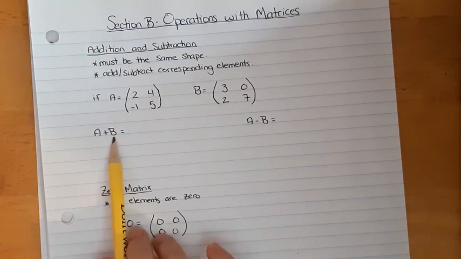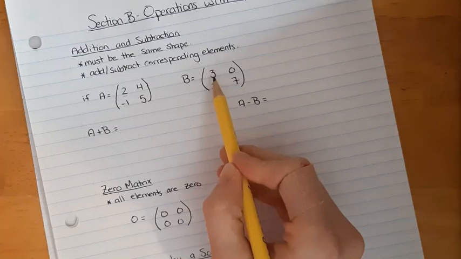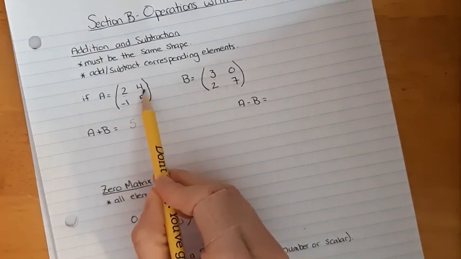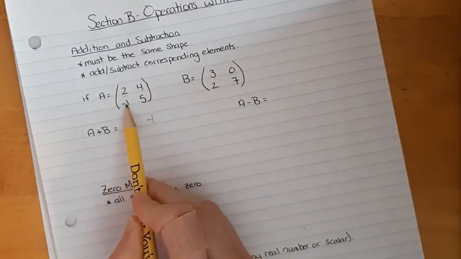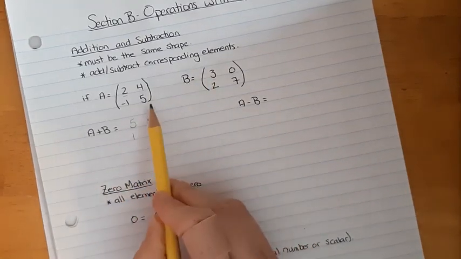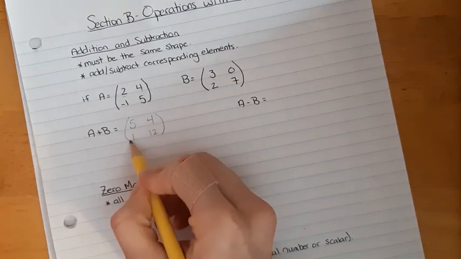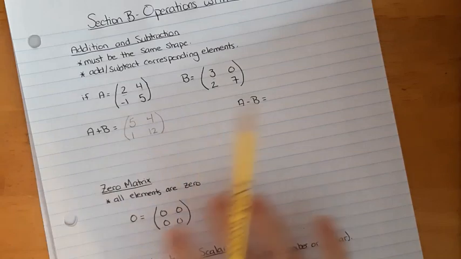If we start with the addition, A plus B, we're going to take the elements that are in the same position and add them together. So that gives me 5, and then I have 4 plus 0, so that gives me 4. Negative 1 plus 2, so we get positive 1, and 5 plus 7 for 12. Put that in brackets, and that's the answer to the addition of A plus B.